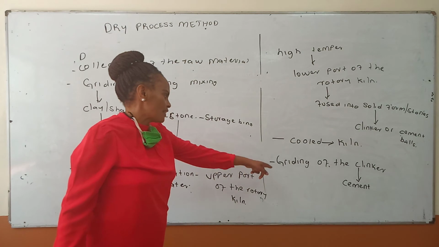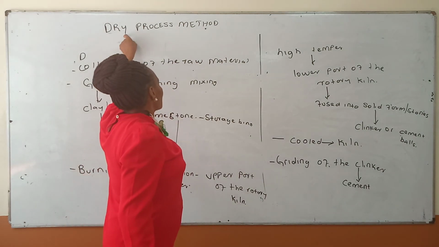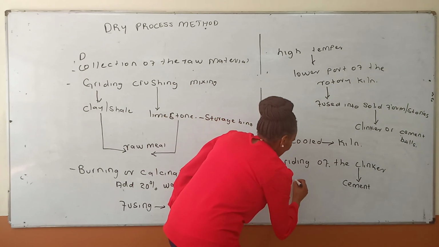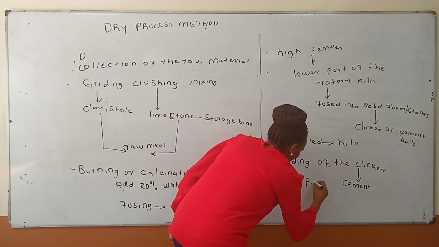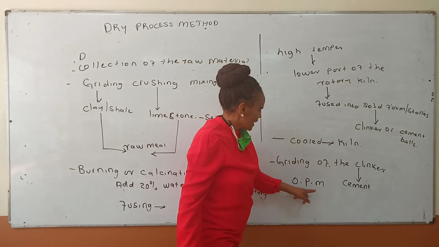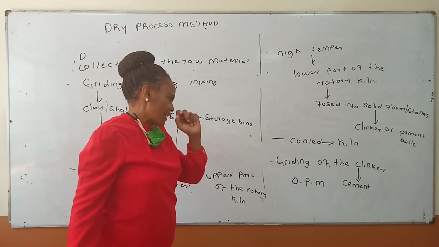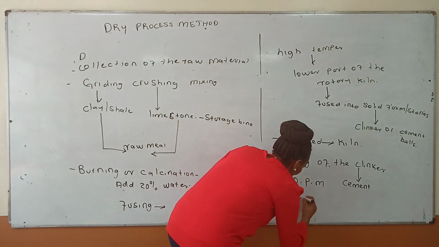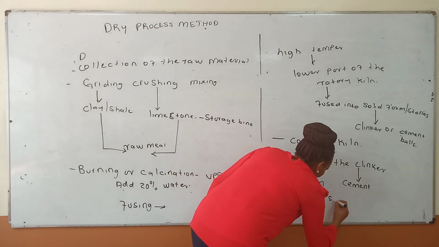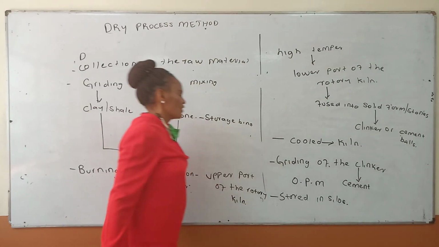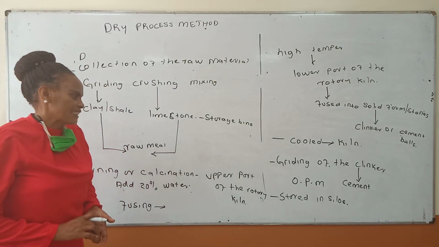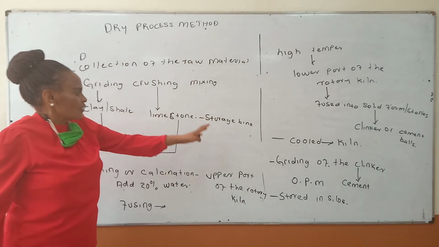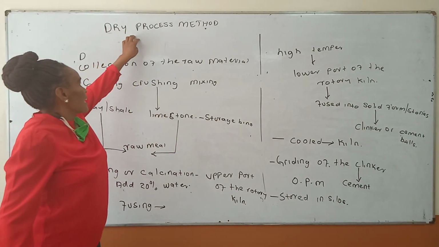The cement we get from this process, both dry and wet, is what we call ordinary Portland cement, denoted by OPC. After grinding, this cement is stored in silos, ready for packaging and dispersing. So those are the four processes of the dry process method.